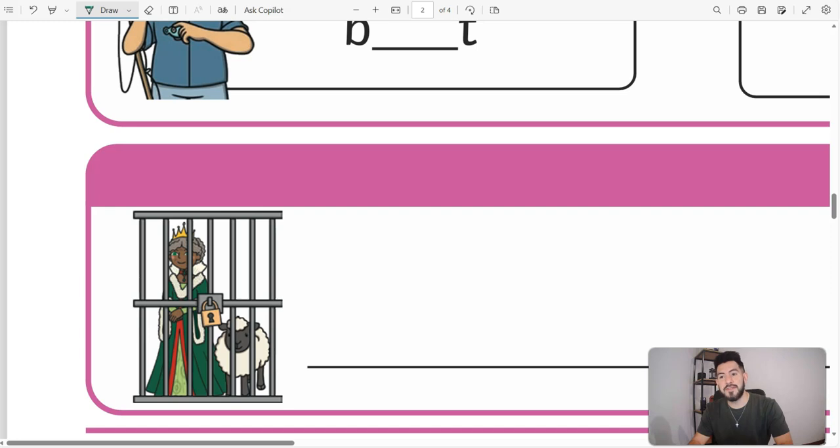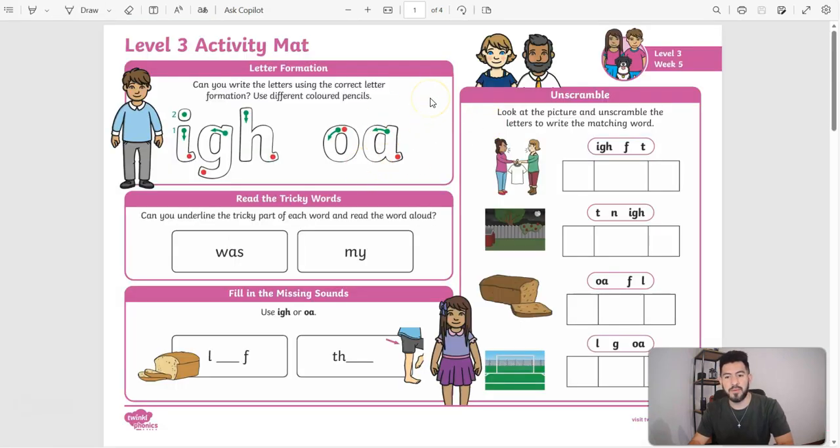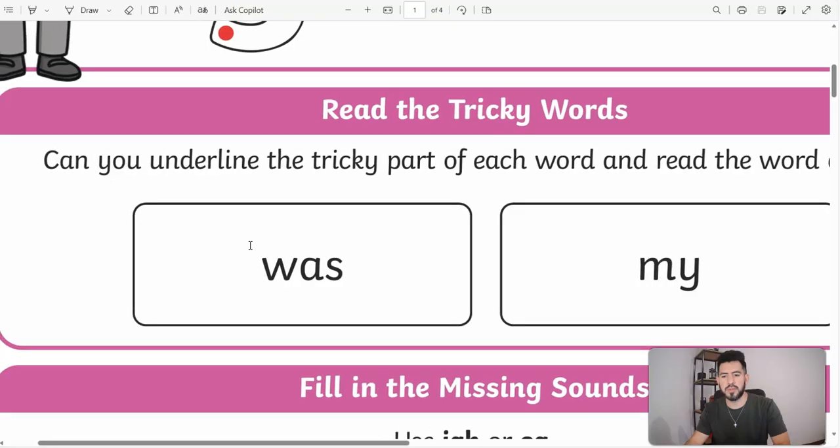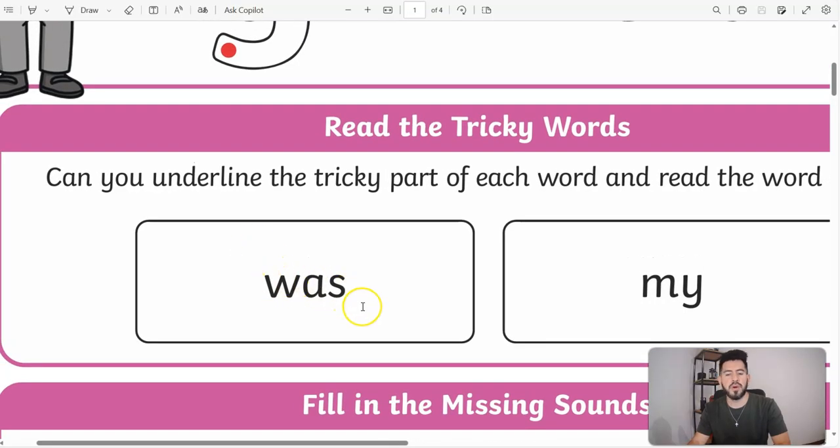For activity mat week 5, you should do something similar, okay? You will trace, underline the tricky part, okay? For example, here, I will help you with this one, look. Was, w sounds the same, but the a is not the same. It's not the typical pronunciation. So that is the tricky part, you see? Was. Think about my. What happens there?